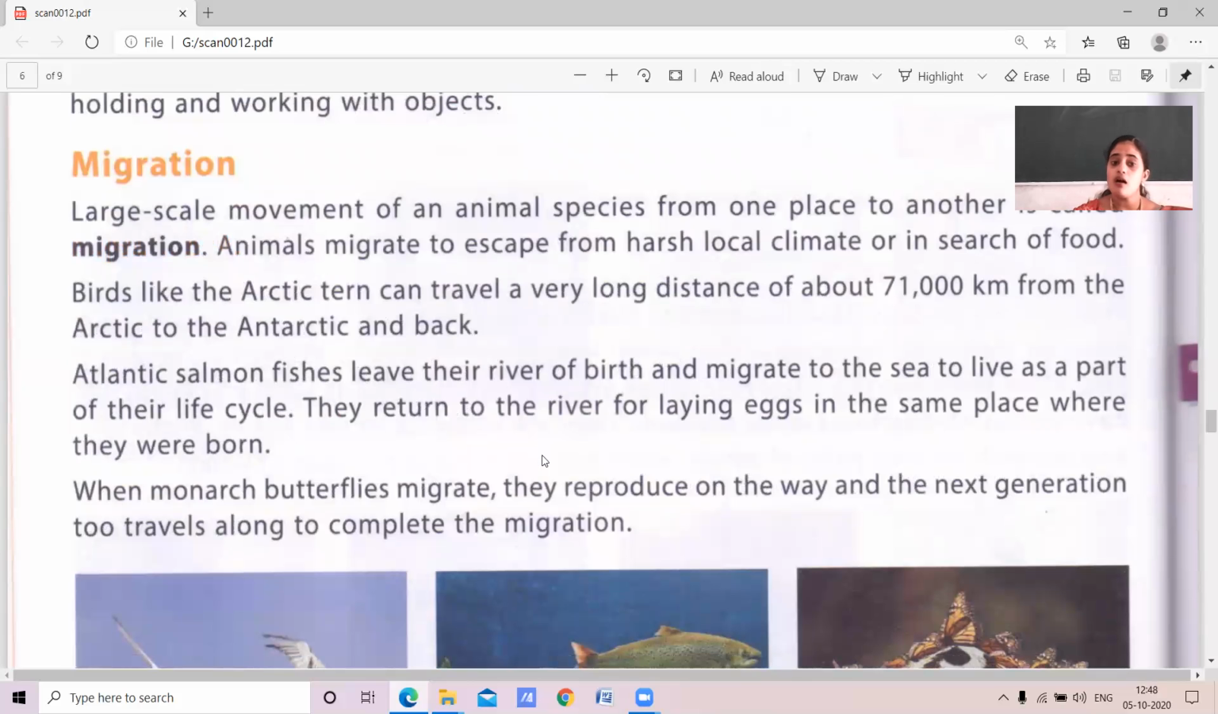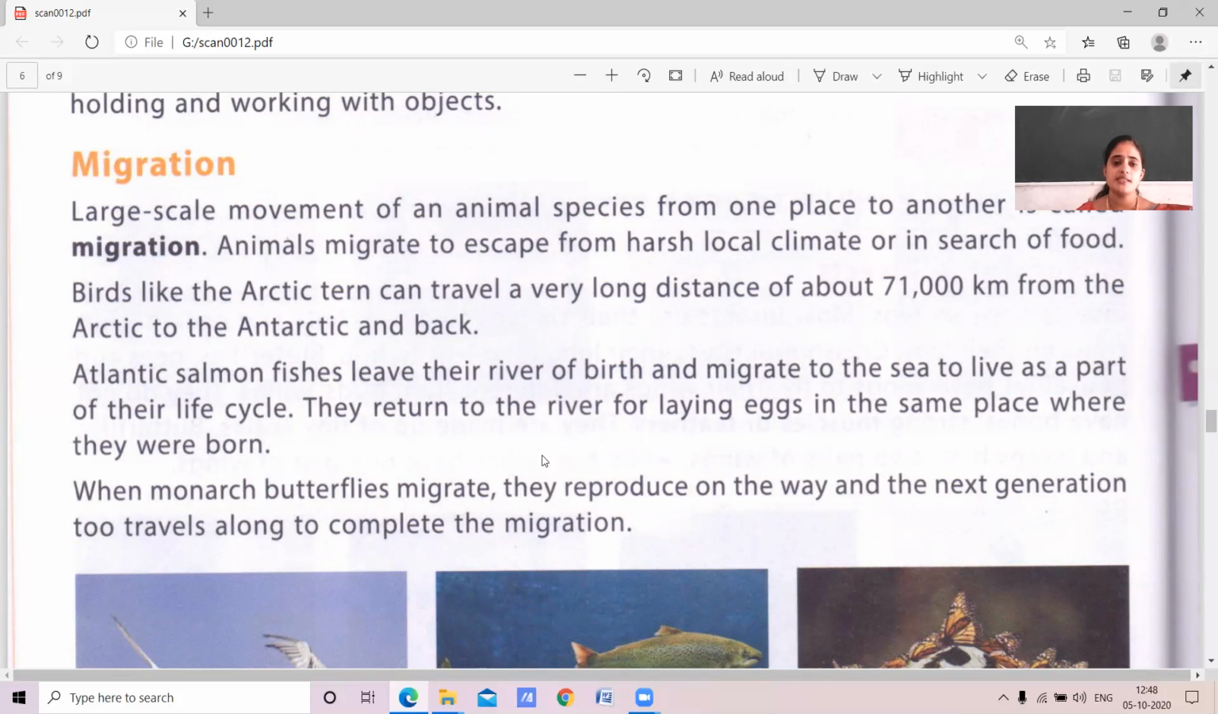And birds like the Arctic tern can travel a long distance. They will travel 71,000 kilometers from the Arctic to the Antarctic and get back. So the animals will show movement. They will move from one place to another place in search of food, because of the climate, or for different reasons. They will migrate from one place to another place.